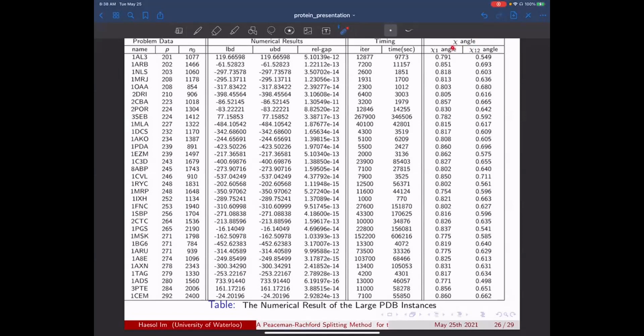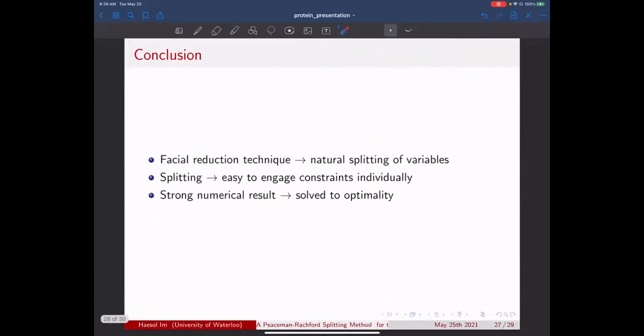I am also reporting this chi angle, so that the people who are working on this problem can see the results. What the chi angle is essentially doing is comparing our solution to the real protein. And this ratio tells how good our solution was compared to the original protein. And this chi1, 2 is the ratio between the chi1 angle and the chi2 angle, if somebody is interested. Okay.